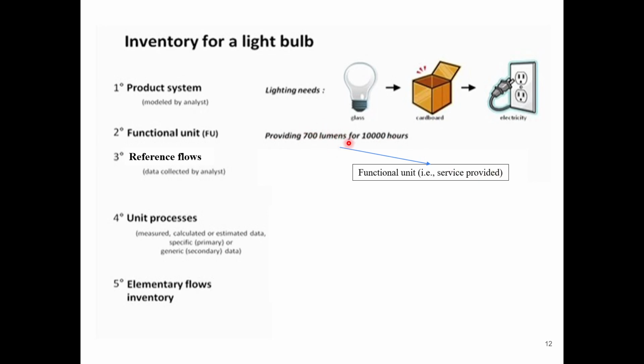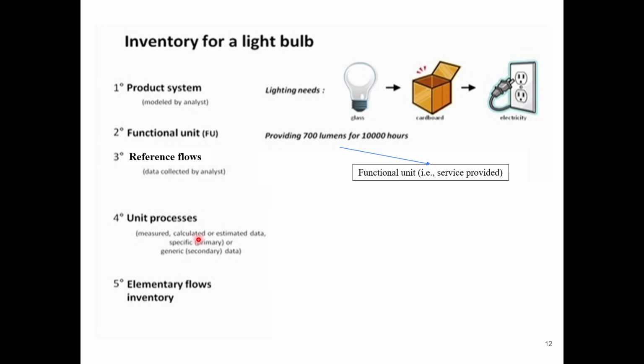Lumen is the SI unit of light intensity. So if we require 10,000 hours of 700 lumen intensity light, that is a functional unit. That is basically the specification or the service provided. Third is the reference flows, which is data collected by analysts. Reference flows refer to the amount of inputs which will be required to satisfy the functional unit. So the reference flow will be basically the elementary flow that is required to achieve the functional unit target. Then there will be unit processes, which we just discussed.